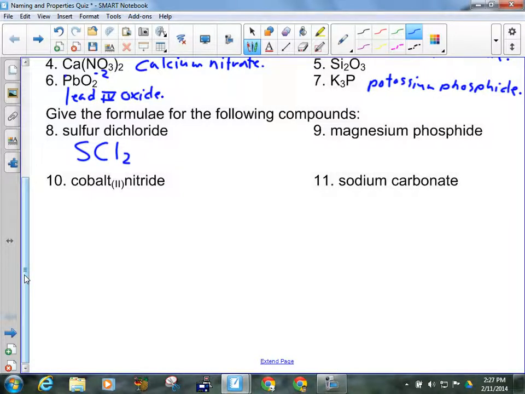Okay, number 9, magnesium phosphide. It's an ionic compound, so magnesium is 2+, phosphide is -3, drop and swap. You got Mg3P2. Alright, for number 10, we have cobalt-2 nitride. What does the Roman numeral tell me? Right, cobalt has a charge of 2 in this compound. So Co is 2+, nitride is -3, drop and swap, Co3N2. And there's your formula.